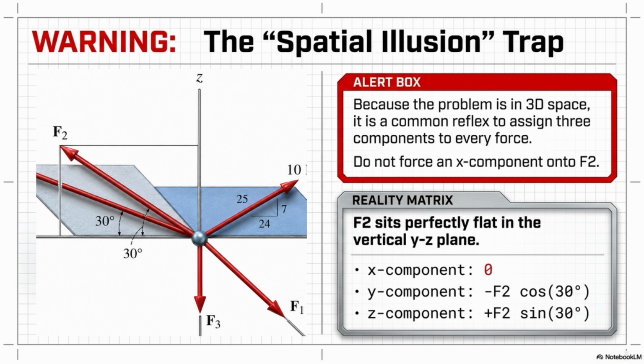Force F2 is where most errors occur. It sits entirely within the vertical yz plane, meaning it carries no x component whatsoever, forming a 30-degree angle with the negative y-axis and directed toward the positive z-axis. It contributes only to the y and z components. Finally, force F1 acts purely along the positive x-axis, and force F3 acts purely along the negative z-axis.